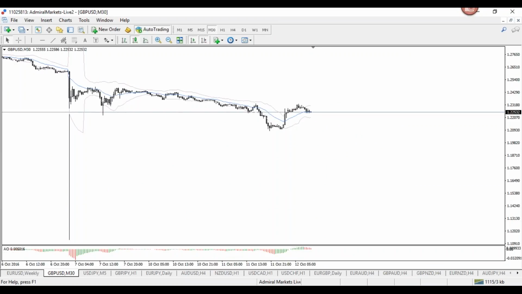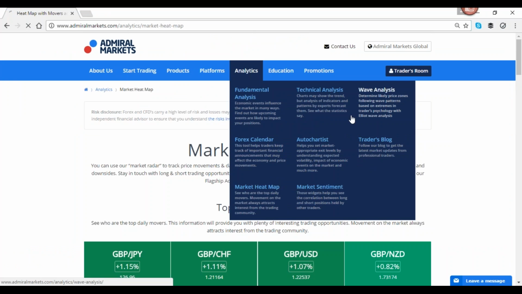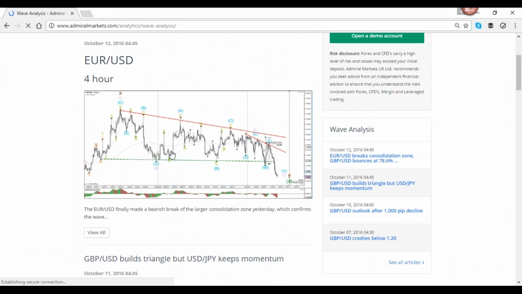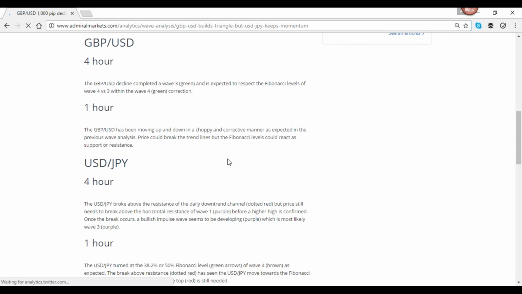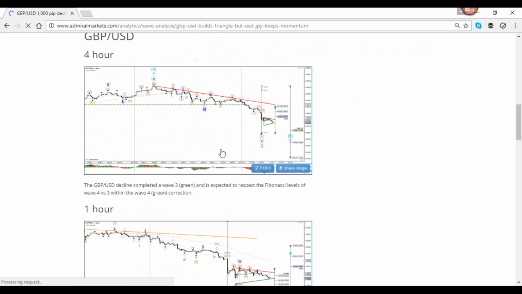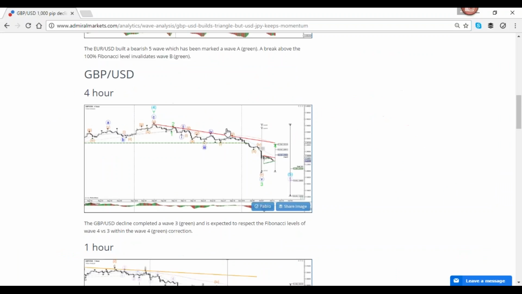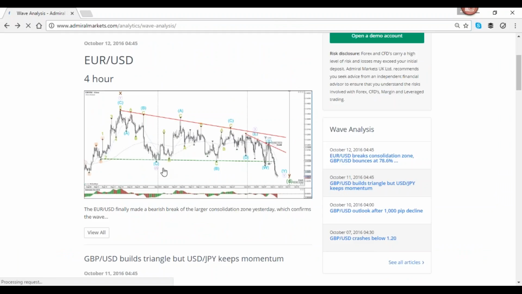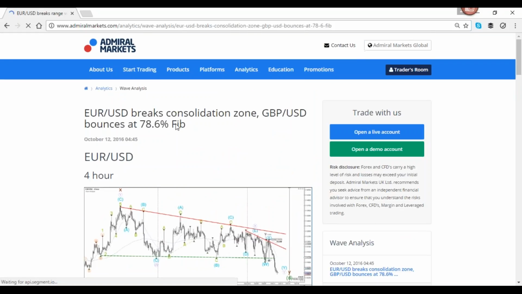Let's see. Now, pound, maybe also here. Let's take a look quickly at the wave analysis. Pound stopped at 120, oh, 121. And yeah, the 78.6 fib. And basically, hang on, this 78.6 fib is not so surprising.